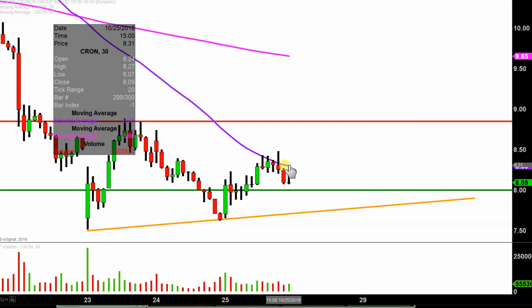But in the event of a breakdown or a breakout, I did want to map out at least some of these next overall levels. So we'll see what happens with it. But yeah, it should be pretty interesting to see how this one closes out the week.